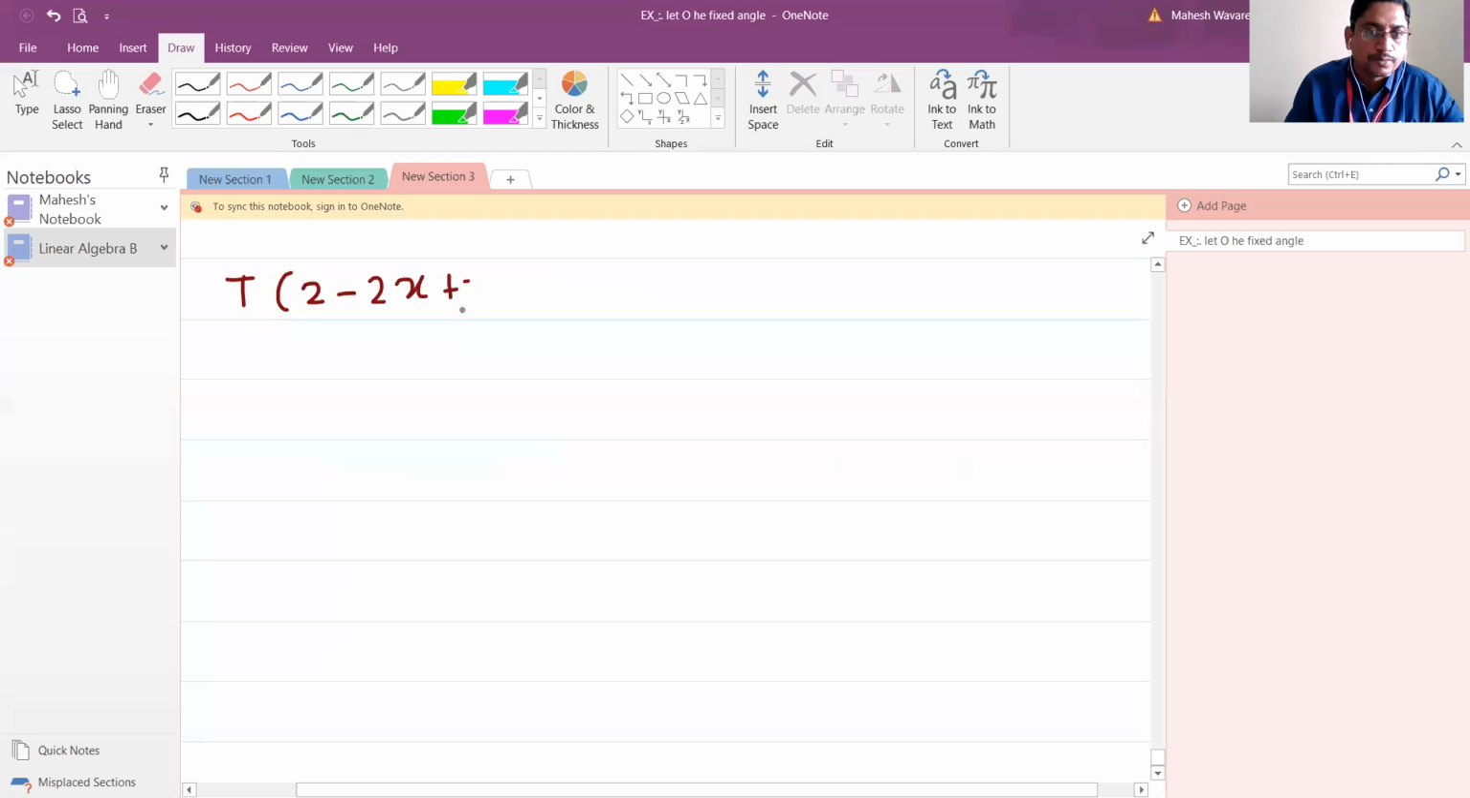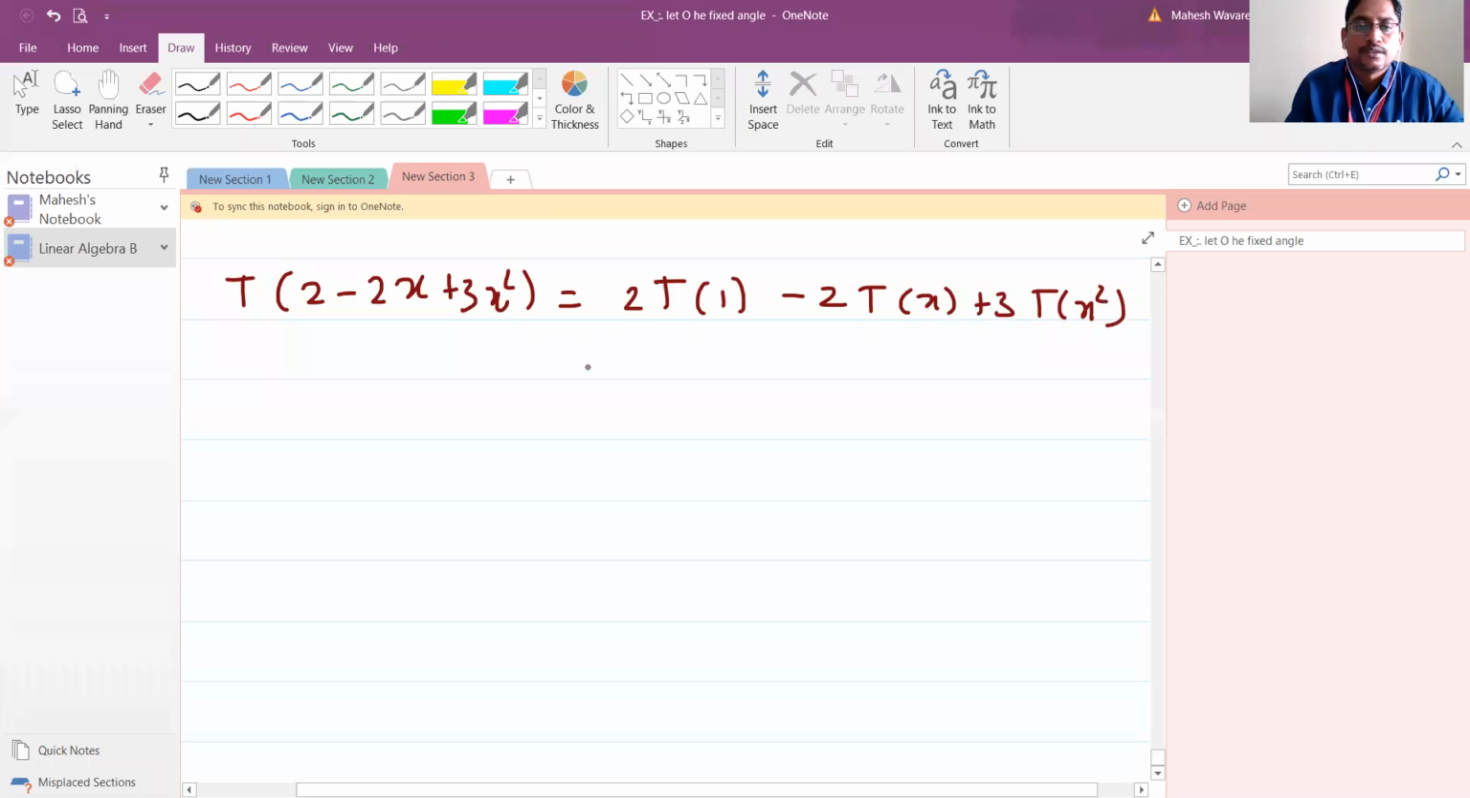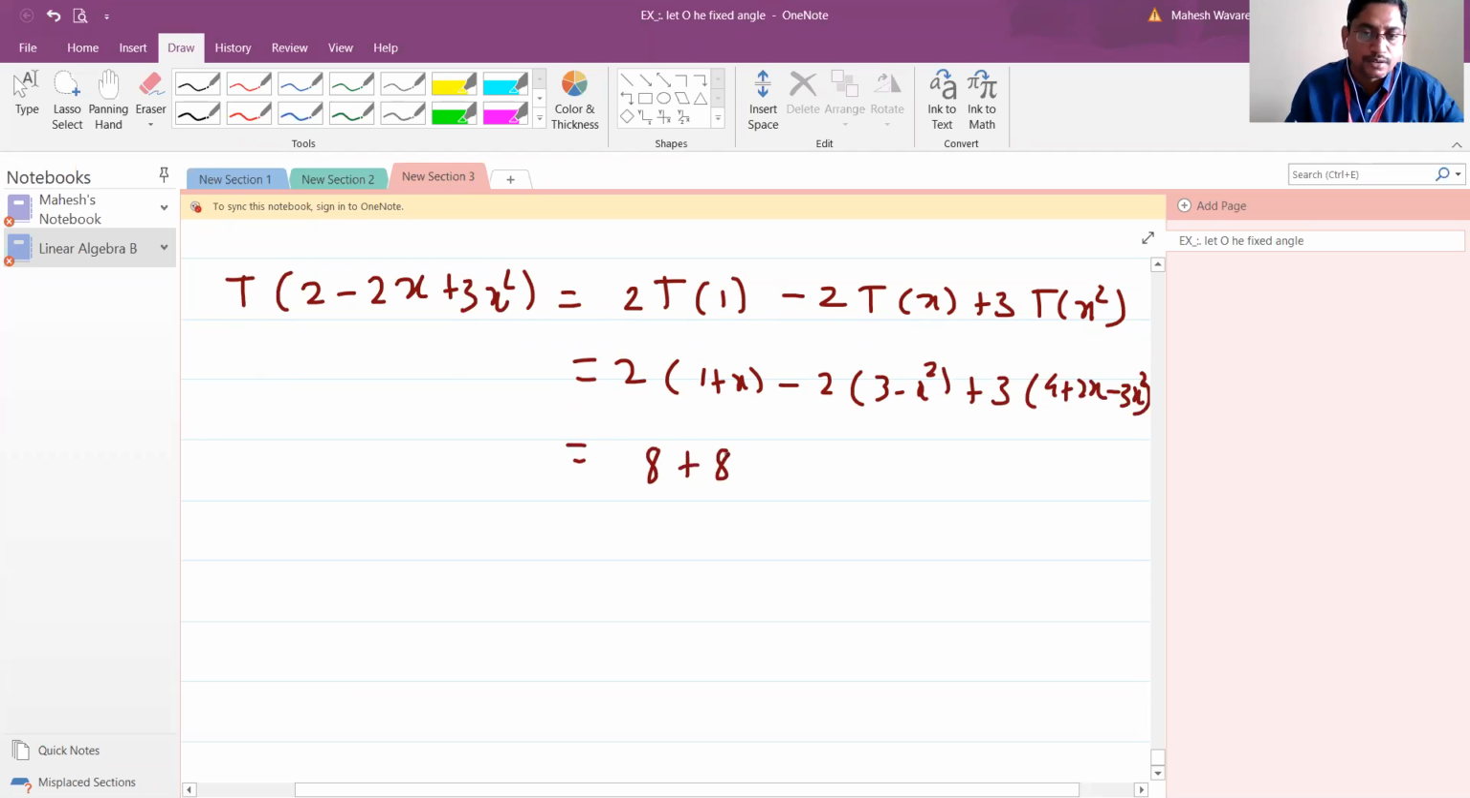2 minus 2x plus 3x square. So its image will be T of, I'll write 2 times 1, so it is 2 times T of 1 minus 2 times T of x plus 3 times T of x square. And just put the value of the image of 1. Image of 1 is 1 plus x. Image of x is 3 minus x square. And image of x square is 4 plus 2x minus 3x square. After simplification, we get like this. You can easily check.